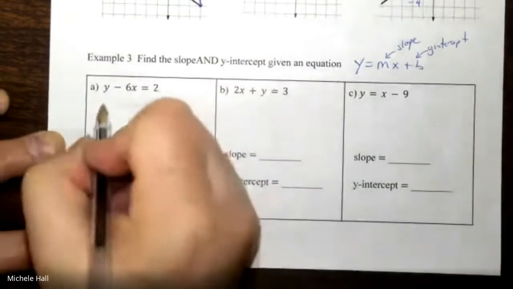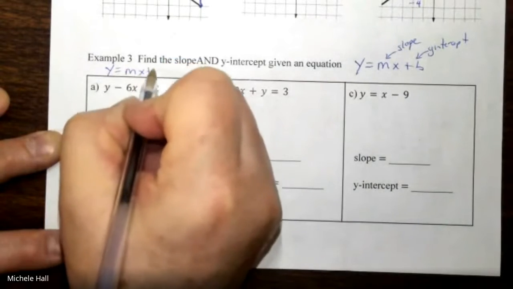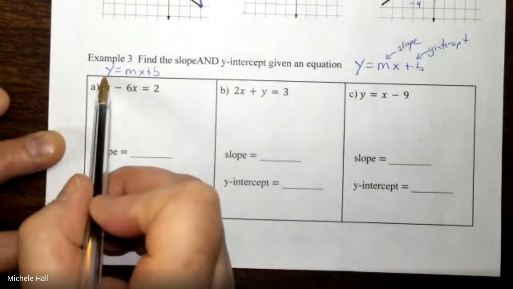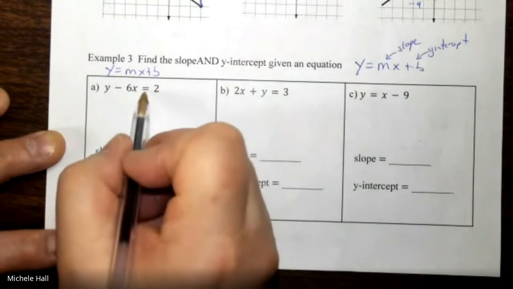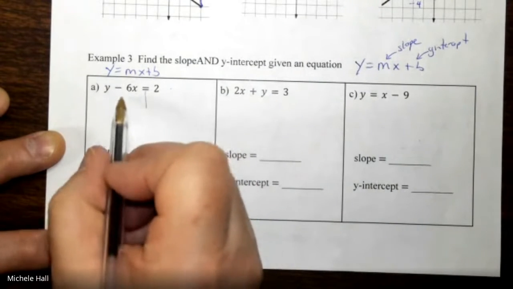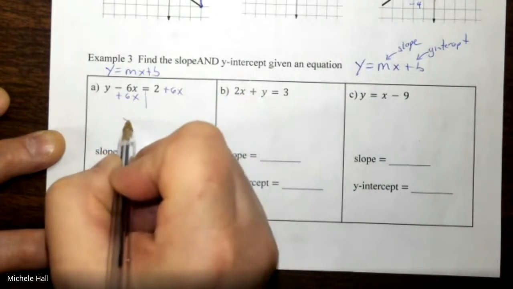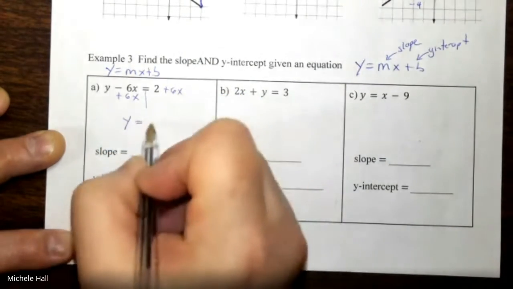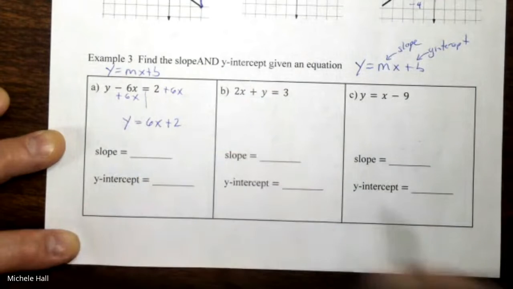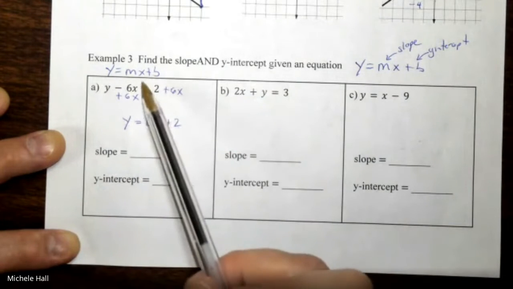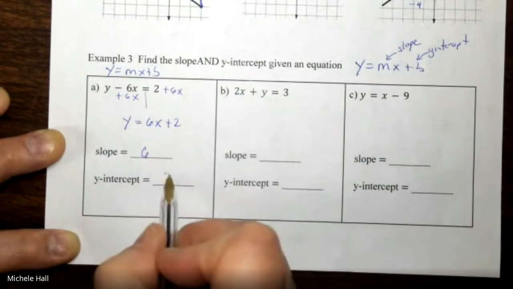Looking at the first one, it's not in the form of y equals mx plus b. The y has to be by itself. I need to shift this negative 6x to the other side. How do I shift across the equal sign? I do the opposite of negative 6x. Plus 6x, plus 6x. And I get y equals, I'm going to put my x first, 6x and a positive 2. I cannot add those together. They are not like terms. My slope is in front of the x. My slope is 6. My y-intercept is positive 2.